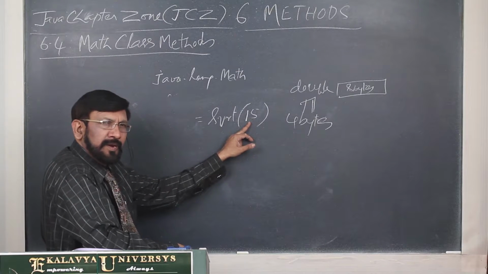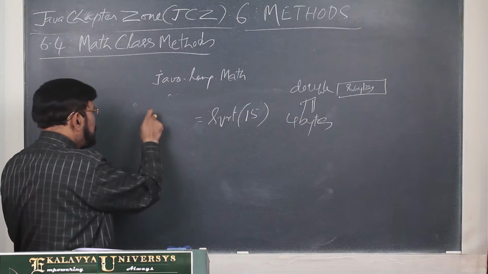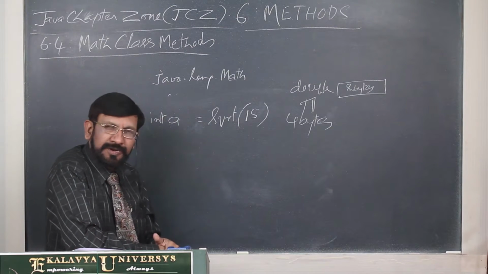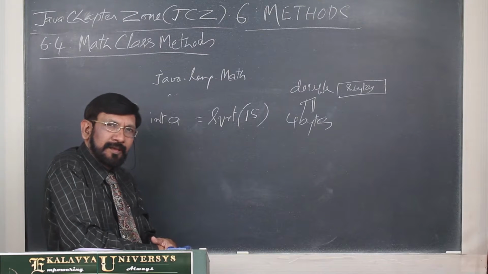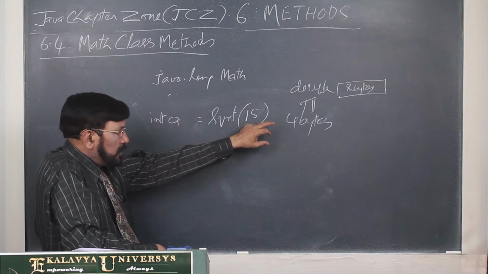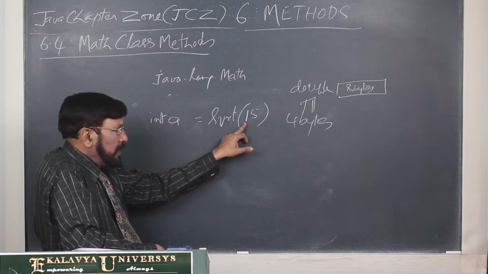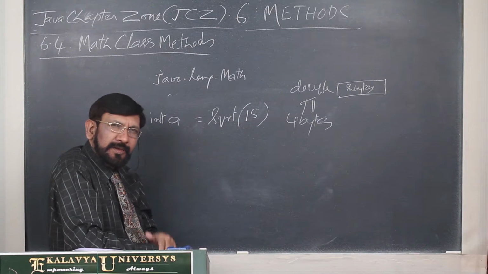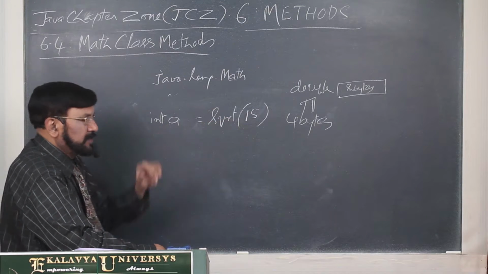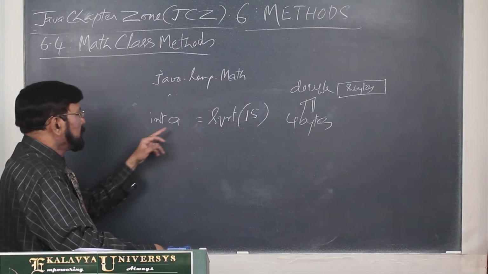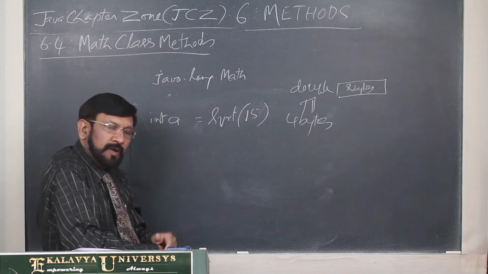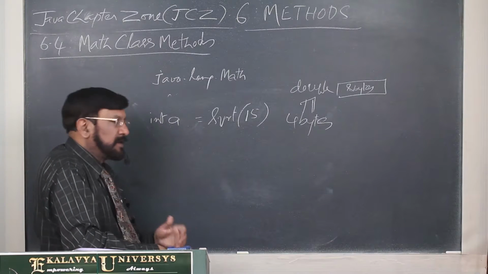Now you have given one integer constant. Because of that, if you want to store the return value in an integer variable, it leads to an error. Why? It is promoted to double. That means whatever data is stored in 4 bytes is stored in 8 bytes. Now the square root is evaluated and it returns a double value. A double value has 8 bytes, and you want to store it in 4 bytes. That's why it leads to an error.